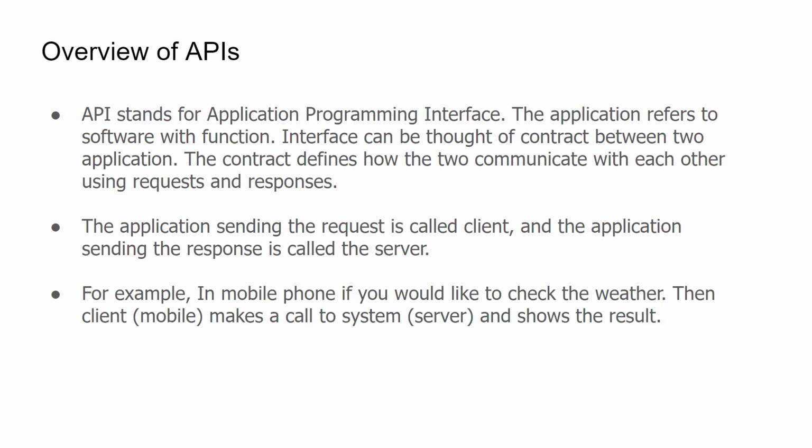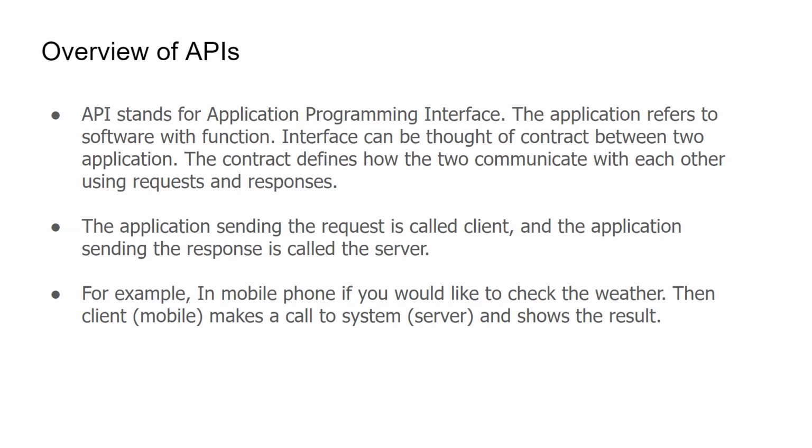Then, as I mentioned, there is a contract between the two applications. The contract is nothing but the server will expect the input request in a particular format, and then the server can return the response. That we call a contract. So in this case, client and server interact with each other to achieve a particular use case. That's what API stands for.